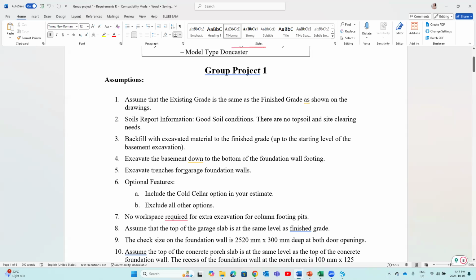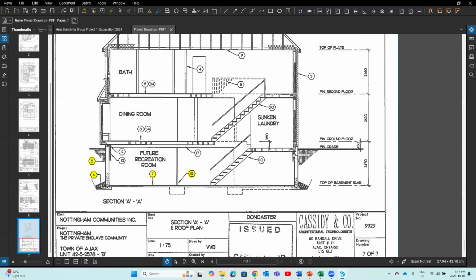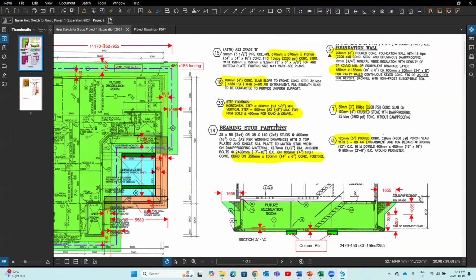So another thing is construction methods we talk about in my example, right? I said, when we try to figure out how we excavate the basement, we could excavate the basement down to the bottom of the foundation wall footing. We also can excavate the basement down to the bottom of the gravel, right? Basement granular gravel. So if you read the notes, number 7, you see, thickness of the slab is 80 millimeter, and underneath there is a 100 millimeter crushed stone. So that's a gravel, right?